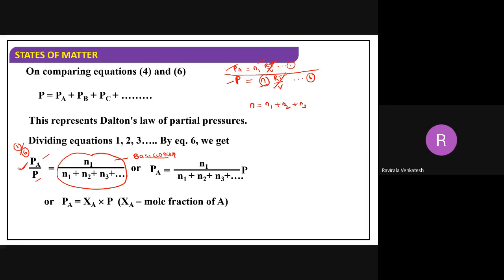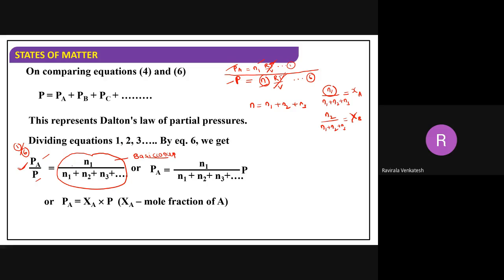Mole fraction. Very good, beta. Mole fraction of what? Gas A. N1 by N1 plus N2 plus N3 is the mole fraction of gas A. For example, N2 by N1 plus N2 plus N3 is the mole fraction of gas B. So the number of moles of gas A with respect to the total number of moles is called the mole fraction of A. The number of moles of gas B with respect to the total number of moles is called the mole fraction of gas B.